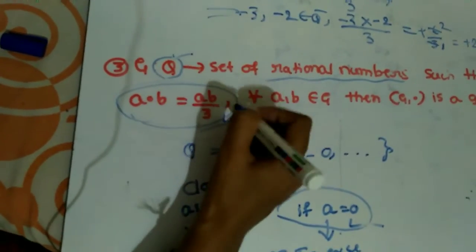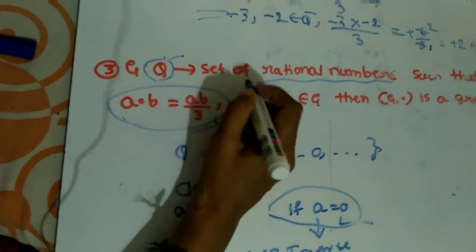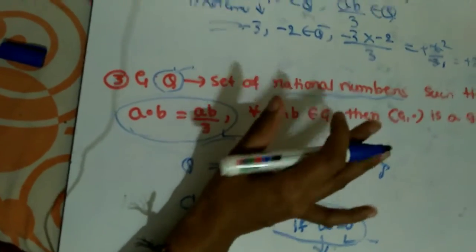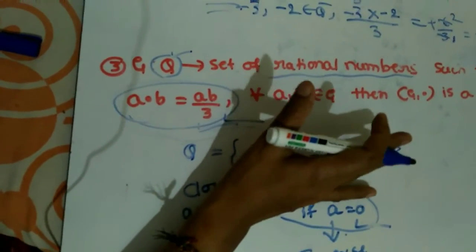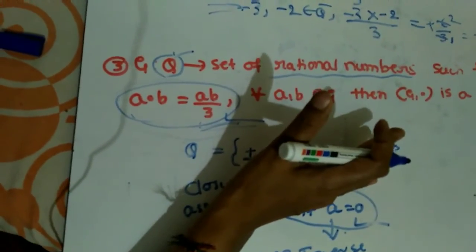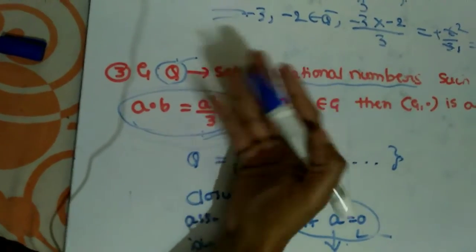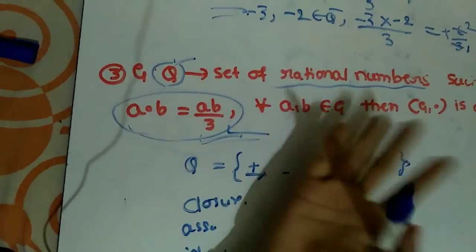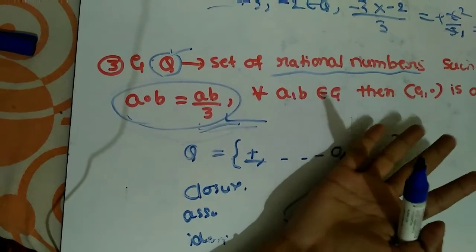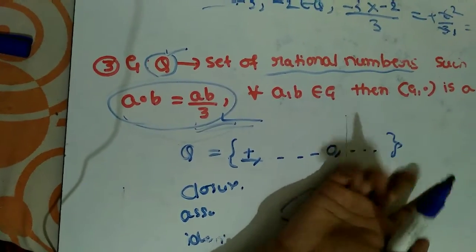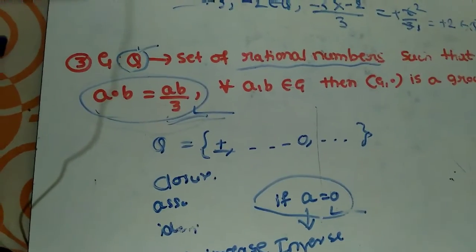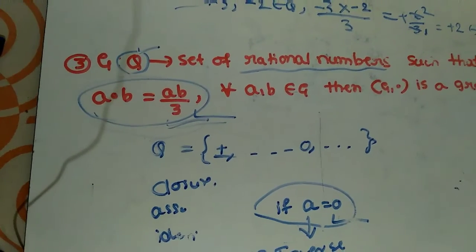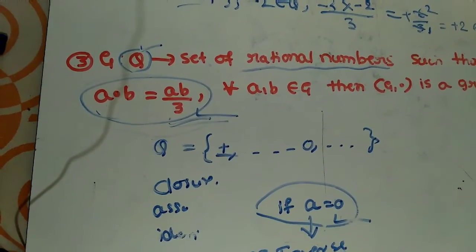Therefore, in this definition, which one is satisfied? Only the set of positive rational numbers gives you a group. Other than this, the set of all negative rational numbers and the set of all rational numbers are not groups.